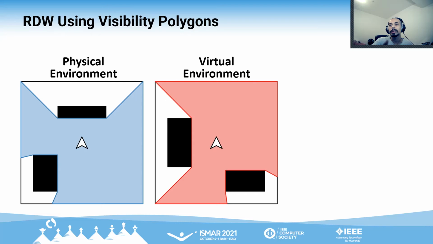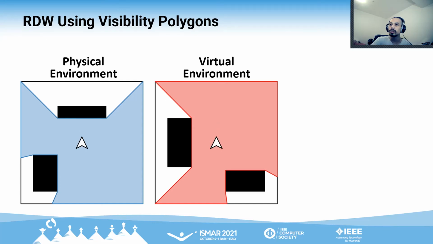If we consider this pair of environments, for example, the user may want to travel along some path, which could yield a collision with a physical object. We don't exactly know this, and it may be hard to figure this out if we don't know what the user's future path will be. But we can get around this if, before the user starts walking, we compute their physical and virtual visibility polygons, shown in blue and red.